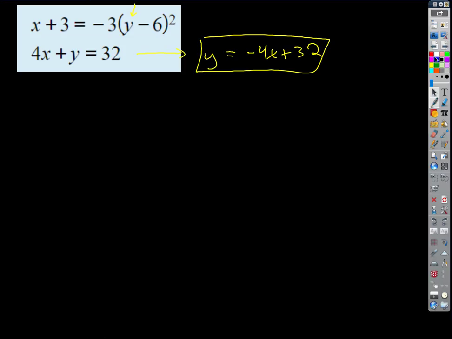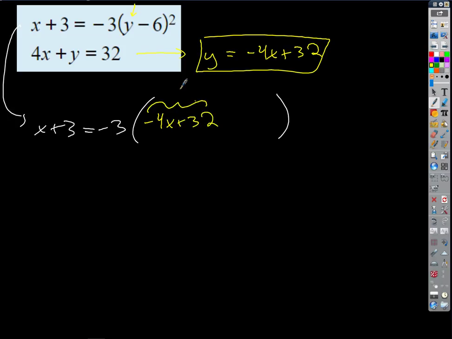So now we end up with the top equation. We get x plus 3 equals negative 3 times y. Well, what's y? Negative 4x plus 32 is my y, minus 6 squared, right? How many different kinds of variables are there? I mean, that y is not there, right? Only one. So we can do this, right? We can simplify this to put it into standard form and then just solve the quadratic equation.